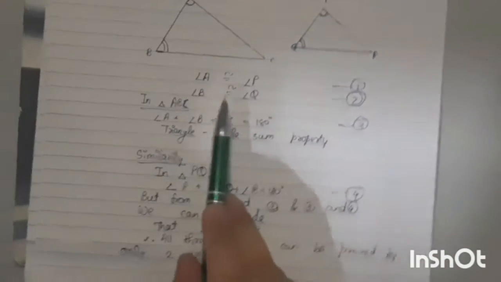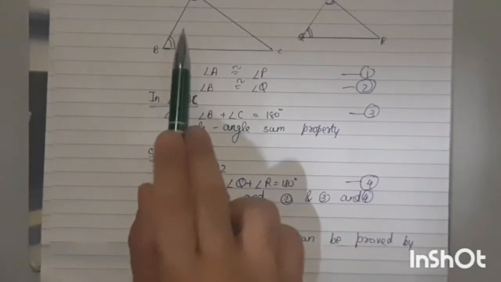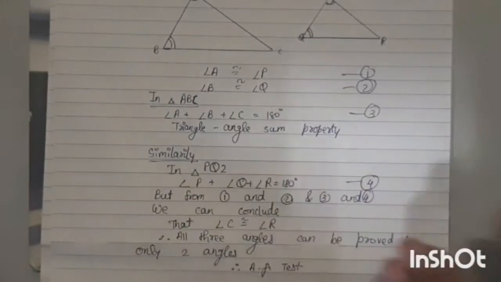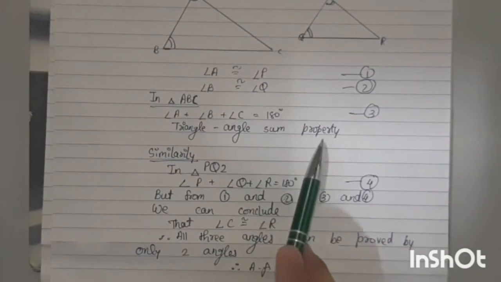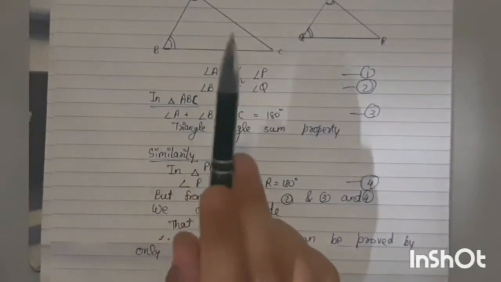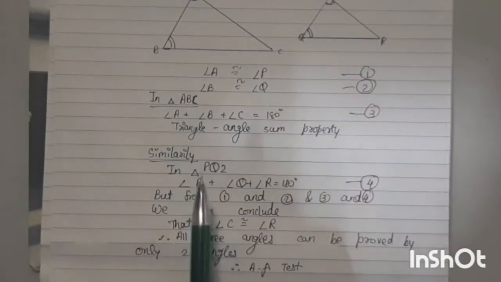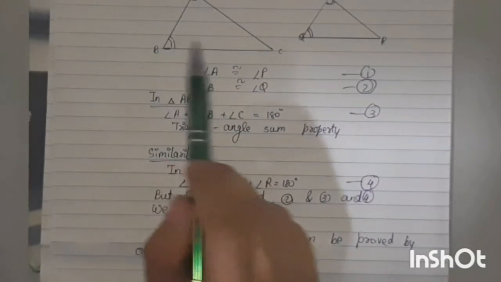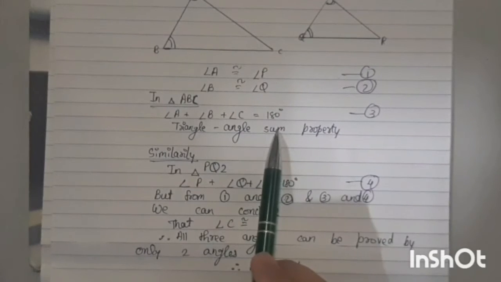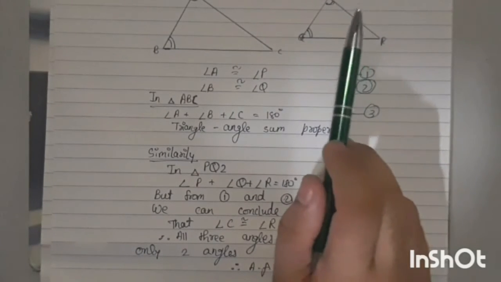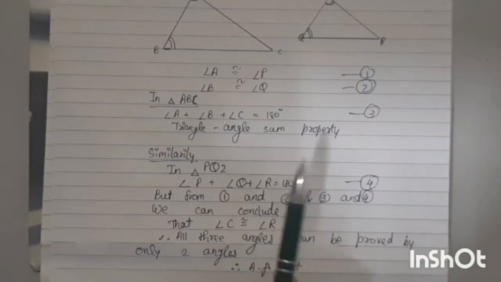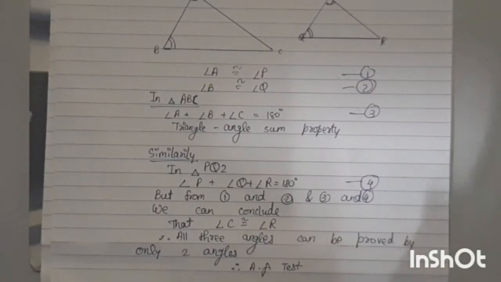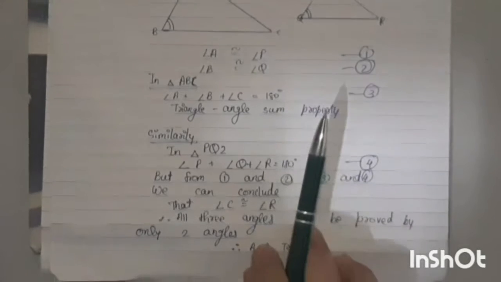Yes, so in triangle ABC, angle A plus angle B plus angle C is equal to 180 degrees. You ask me how? Don't forget the triangle angle sum property, my friend. Sum of all angles of a triangle is 180 degrees. Never forget that. The same property will be applied here too. Angle P plus angle Q plus angle R is equal to 180 degrees. I have numbered them. Remember, numbering is important.